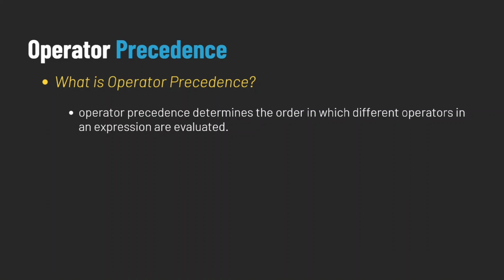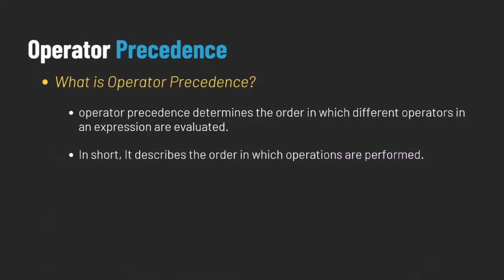Operator precedence determines the order in which different operators in an expression are evaluated, which means in Python when you write an expression that includes multiple operations like addition, multiplication, division and so on, the order in which these operations are carried out is not random. Python follows specific rules to decide which operation to perform first, and this set of rules is called operator precedence. In short, it describes the order in which operations are performed. In simple words, it tells us which operations are done first and which ones come later.